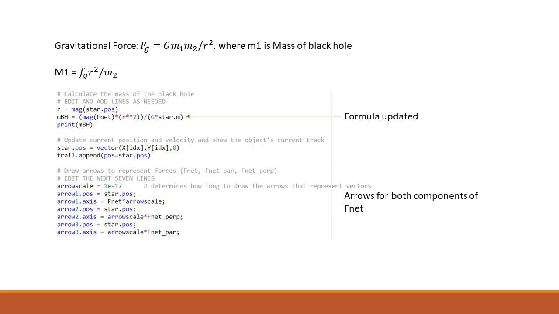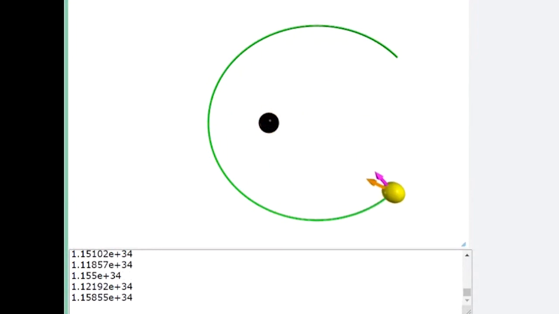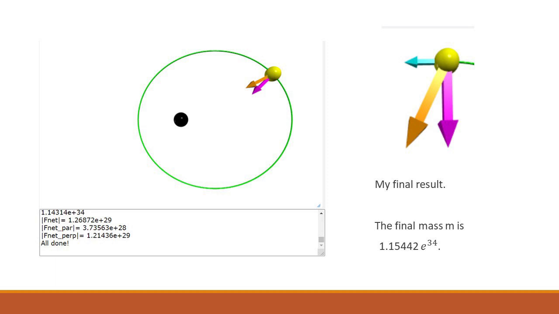As you can see, I have updated this formula in my GlowScript, and below are the arrows for both components of Fnet. Here's the diagram at a specific point of the motion. The magenta arrow represents Fnet perpendicular and the cyan arrow represents Fnet parallel, and we can see a complete motion being done. At the end of the GlowScript, we can see the Fnet completely, Fnet parallel and Fnet perpendicular.